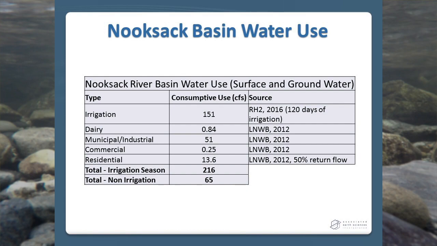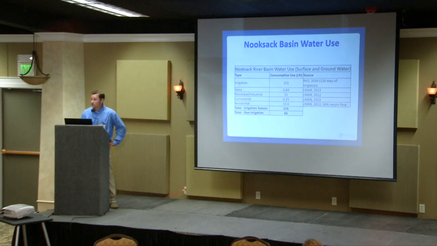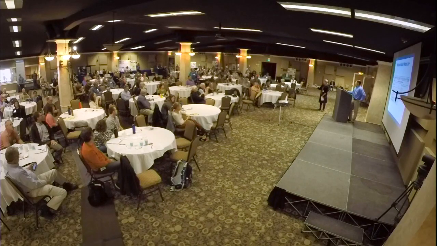The rest of these were out of the Lower Nooksack water budget document done in 2012, which similarly went through an accounting of their best guess of actual water use. The RH2 document does go through the paper water rights exercise, but this value was derived based on their best estimate of actual irrigation water use. It's in acre-feet per year, and so I compressed it into a 180 or 120 day irrigation season.